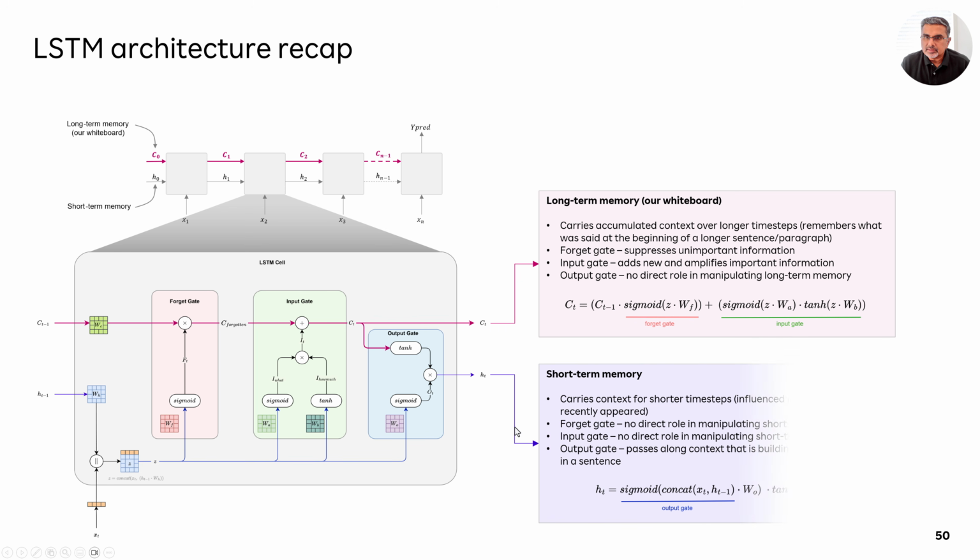Now, summary again: the short-term memory essentially carries the context that is flowing across shorter time steps. So it's more influenced by words that appear more recently. The forget gate has no role in manipulating the short-term memory. The input gate has no direct role in manipulating the short-term memory. It has an indirect role because, again, the short-term memory also depends on CT. CT depends on the forget and input gates, but there's no direct dependency between the manipulation of the short-term memory H and the forget gate or the input gate. The short-term memory is updated using the output gate.